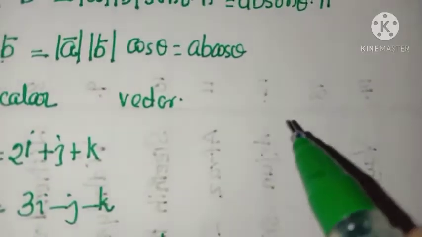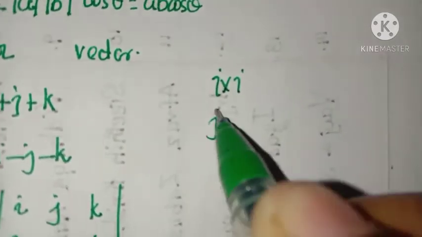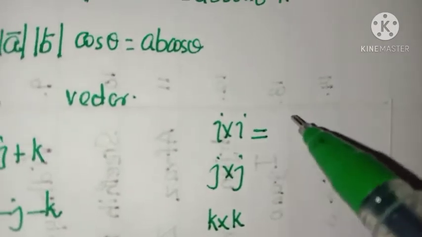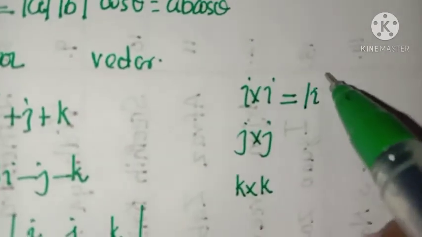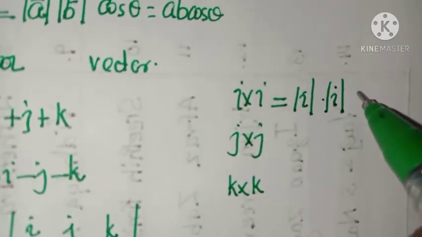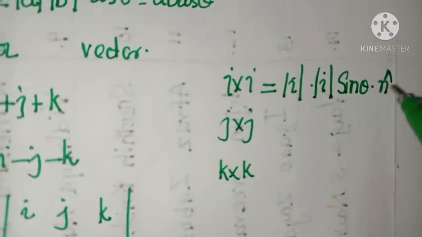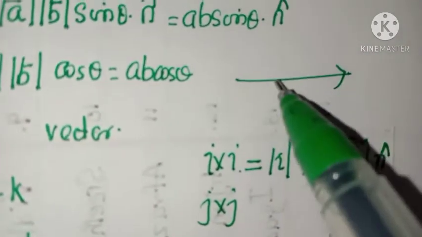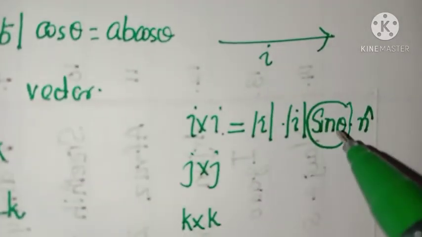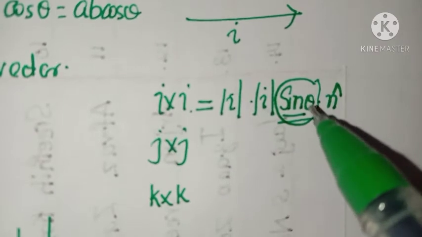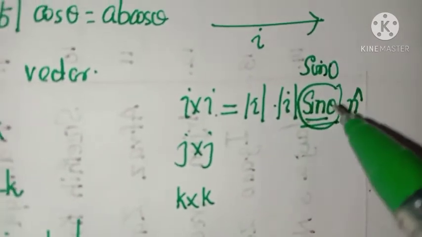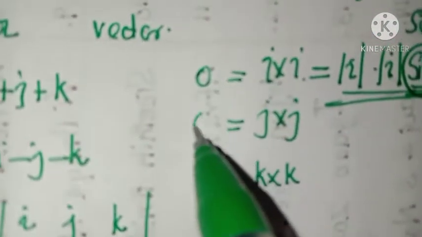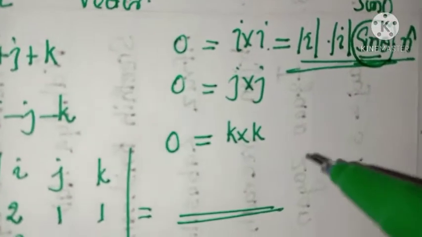Now listen, i cross i, j cross j, and k cross k. i cross i is defined as magnitude of vector i into magnitude of vector i into sine theta into n cap. Here, theta is the angle between these two vectors. These two vectors are the same vector and there is no angle formed, that is, theta is equal to 0. So what is sine 0? Sine 0 is 0. Therefore, i cross i is equal to 0. j cross j is equal to 0. k cross k is equal to 0.